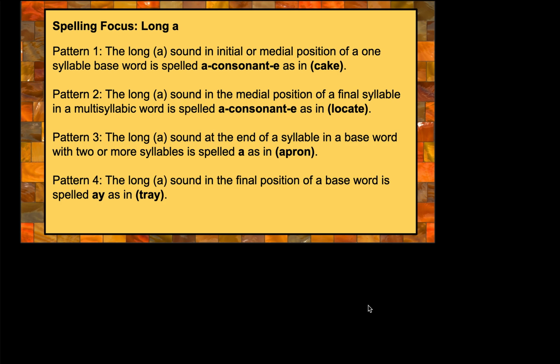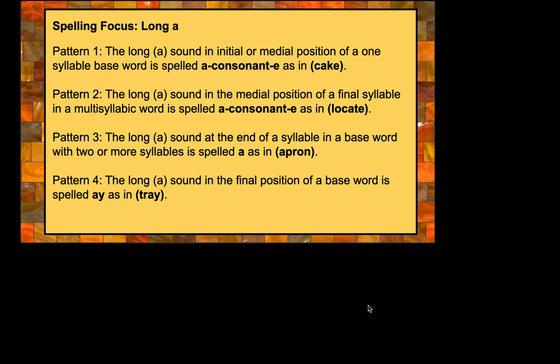Remember, when the E is added to the end of the word, it is silent and it usually makes that vowel long. So, when you hear the A sound in the initial, that means beginning, or middle position of a one syllable base word, it is going to be spelled with a consonant E. And that consonant can be any consonant sound that you hear, such as the K that you hear in cake.